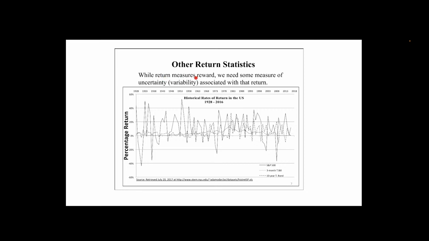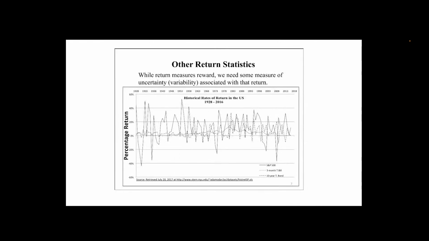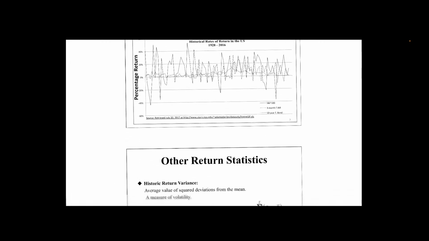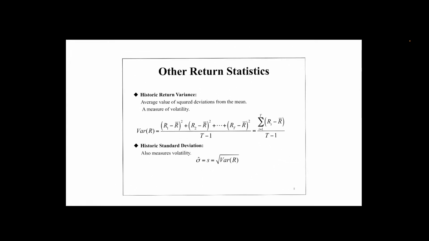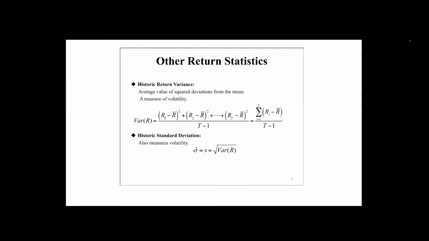While the return measures reward, we need some measure of uncertainty or variability associated with that return, and that's what we use the statistic known as the standard deviation to compute. So this should be a review again. This is applied statistics, right? So you learn statistics. I introduced you to the variables for finance, and now we're applying what we learned.